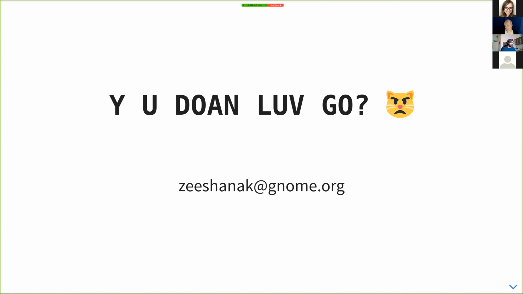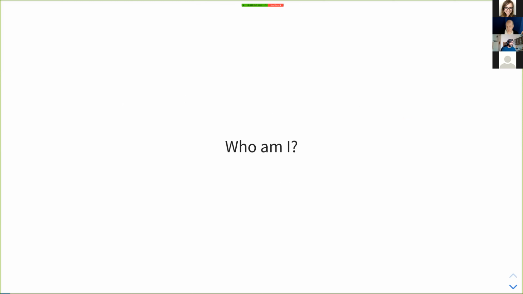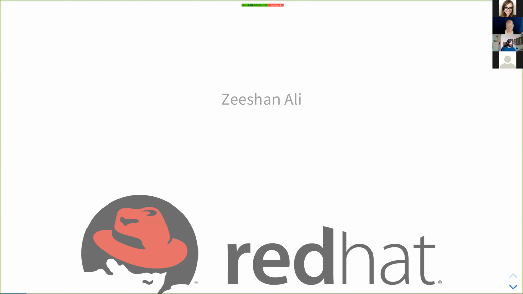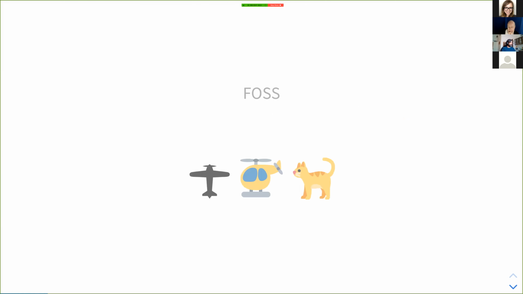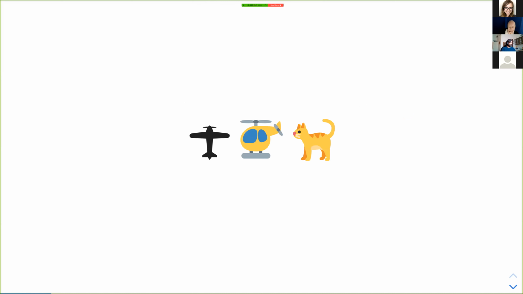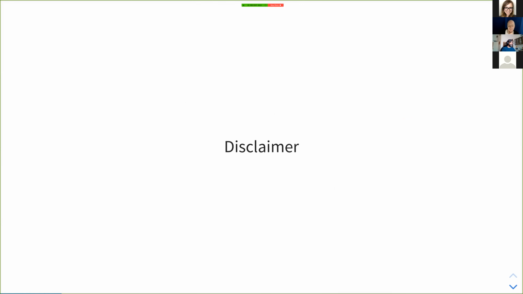I'll first start with who I am. My name is Zeeshan Ali, and I work at Red Hat. My background is in FOSS. I'm really sorry for this cat being noisy. For a long time I've worked with FOSS, and I love flying. I had a helicopter license, I now have a plane license, and I love cats, as you know. Sometimes I also get annoyed with cats.